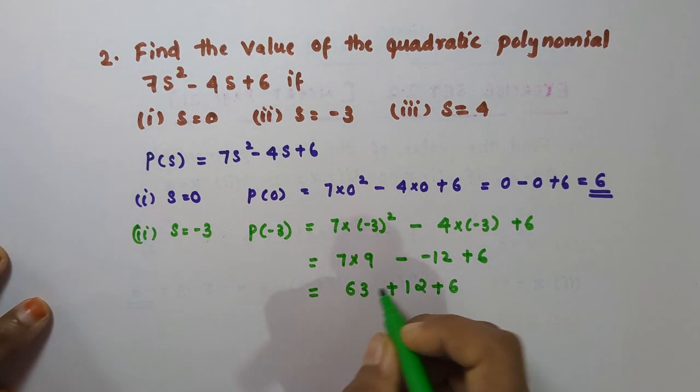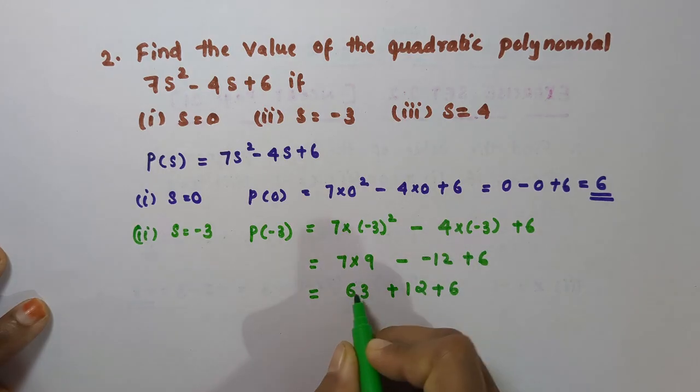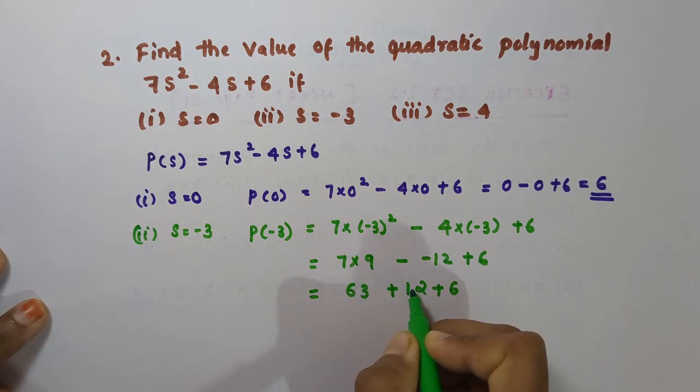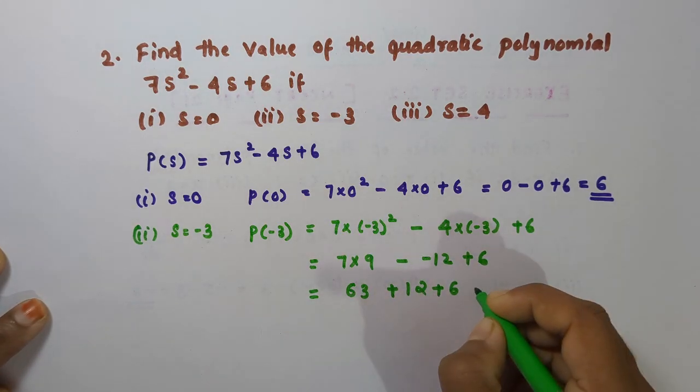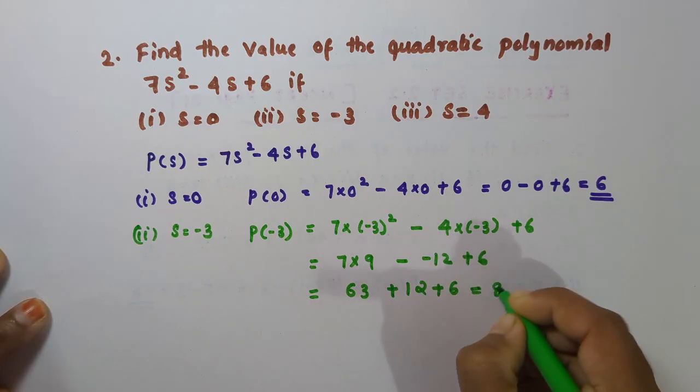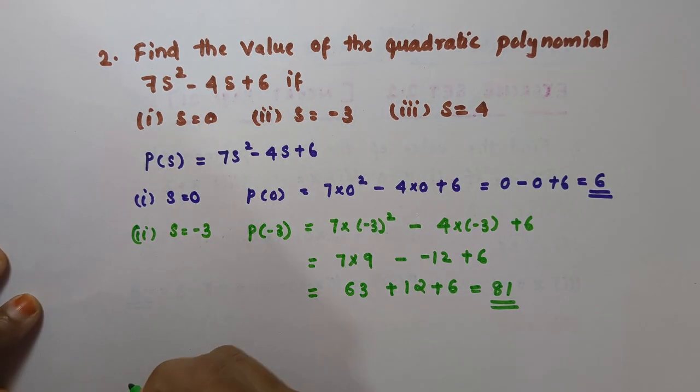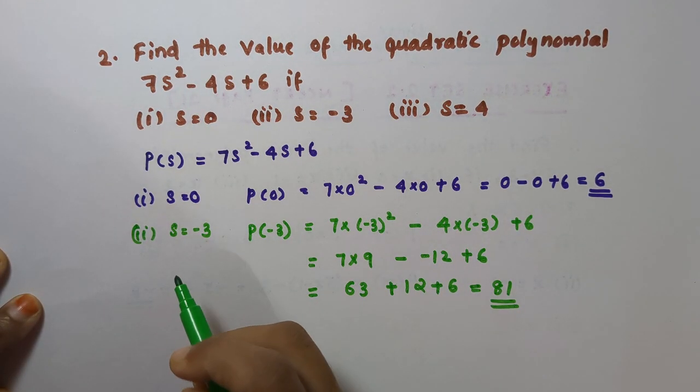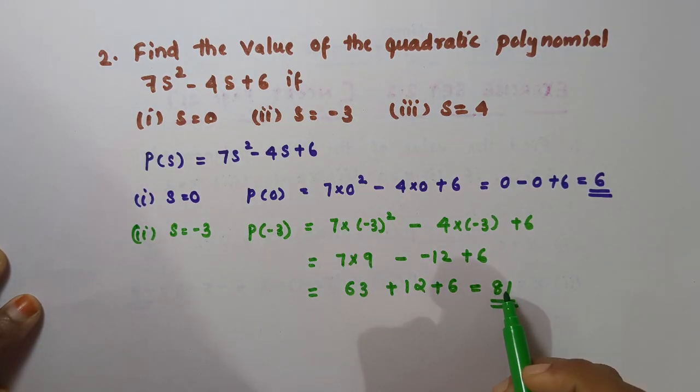Okay, so 63 plus 12 plus 6. What will be the value? 60 plus 10, 70. 78 plus 3, 81, no? So this will be equal to 81. Okay, so value of this polynomial when s is equal to minus 3 is 81.